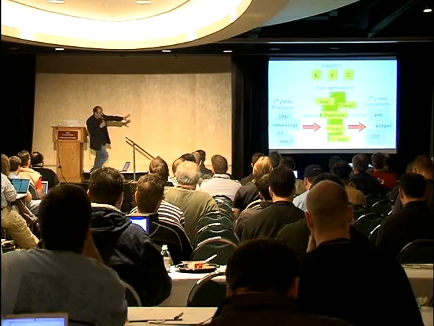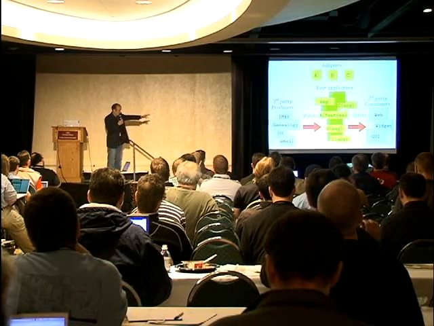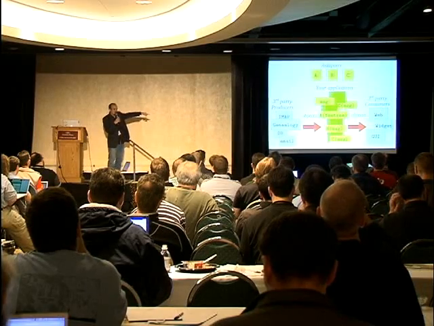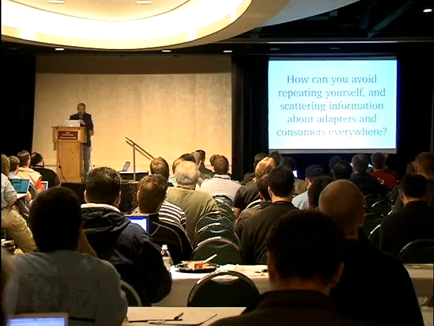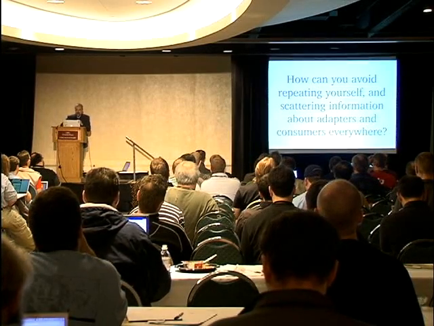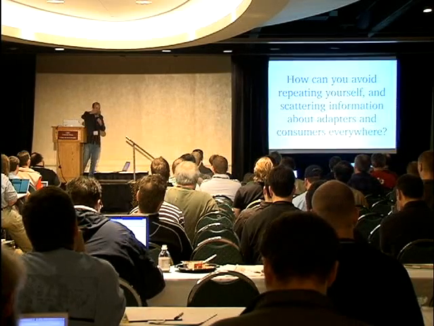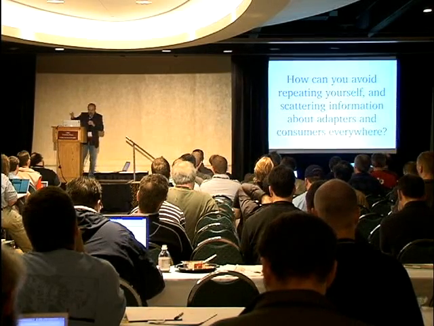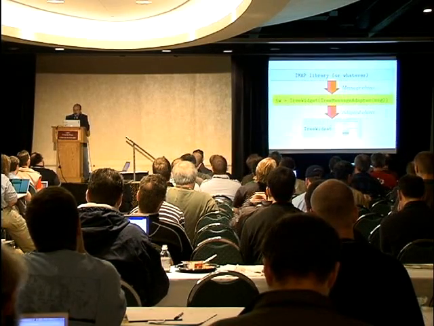And if you look, all of this knowledge about your consumers of objects, and all of the knowledge about what your adapters do, is getting scattered through all of your code. How can you avoid repeating yourself and scattering information about adapters and, I'm calling them the customers, things like the tree widget that need this object passed to it? How can you avoid scattering that information everywhere?